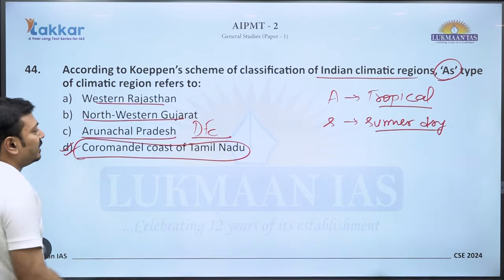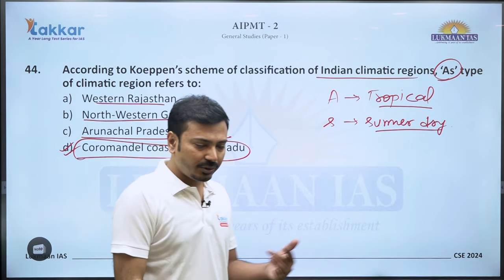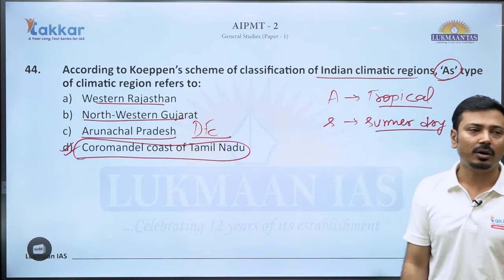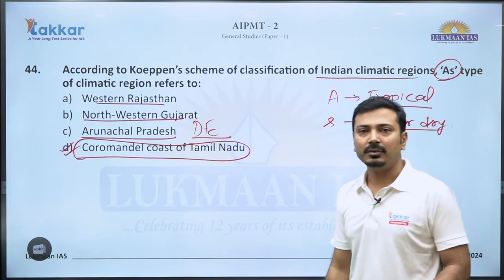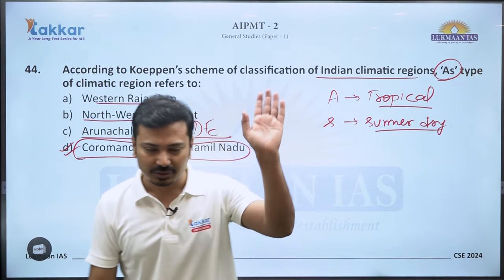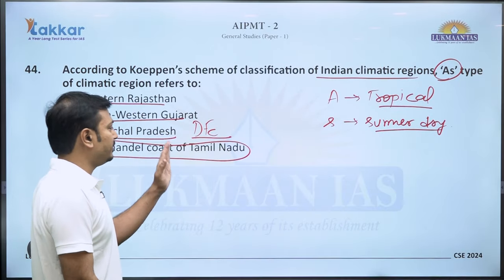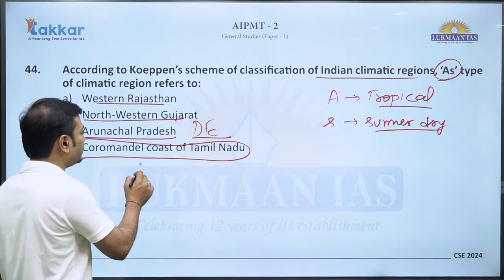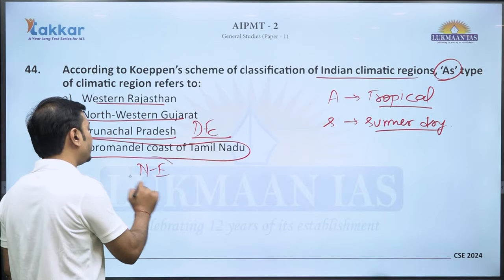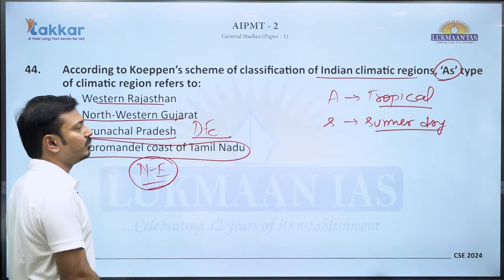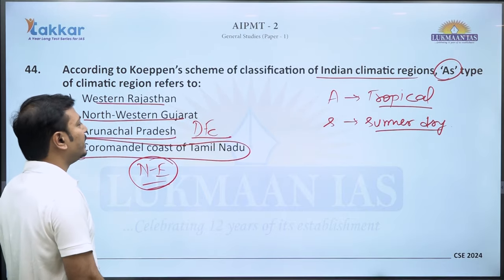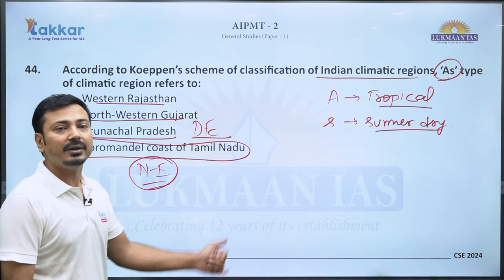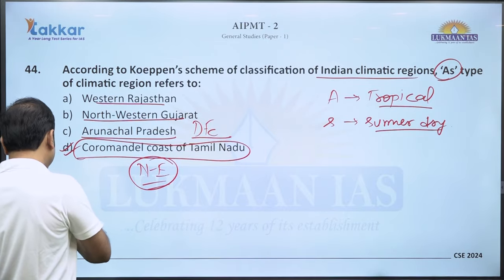This is correct. Here, we know that due to the rain shadow effect of the Western Ghats, this region does not receive rainfall due to the southwest monsoon. And the Bay of Bengal branch is parallel to this coast. And that's why it does not receive any kind of rainfall from the southwest monsoon. Rather, it receives most of its rainfall from the northeast monsoon or retreating monsoon. So, it has rainfall during winter. It is summer dry, and rainfall occurs in winter. So, D is the correct answer.